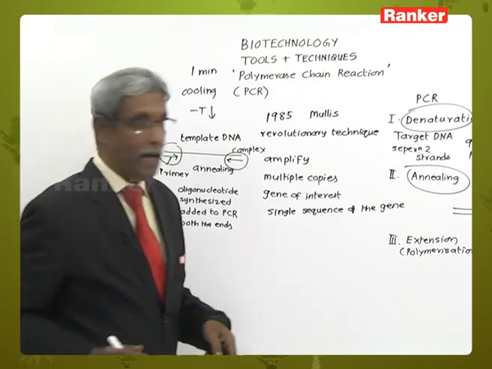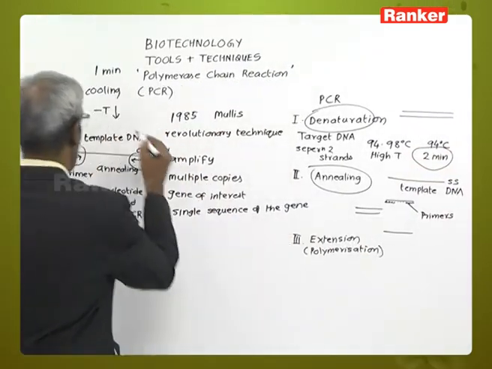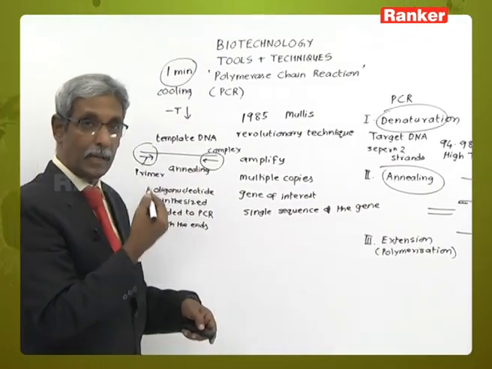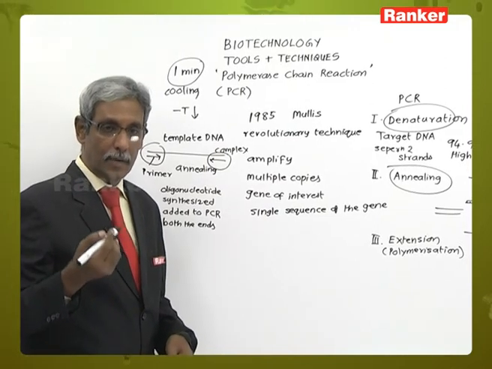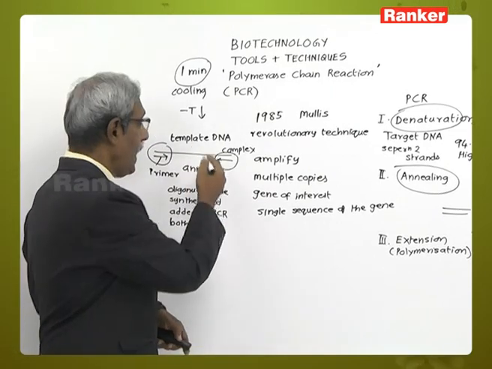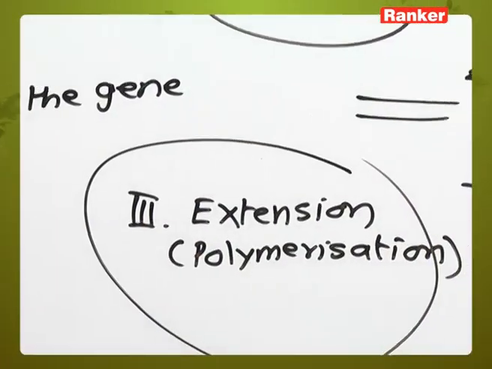So, in a PCR we understand that within 2 minutes the two strands separate, and within one minute we have the primers running in opposite directions, and the primers primarily use certain other nucleotides. And it helps in joining of the primers to the DNA. Now, the third step is termed extension or polymerization.